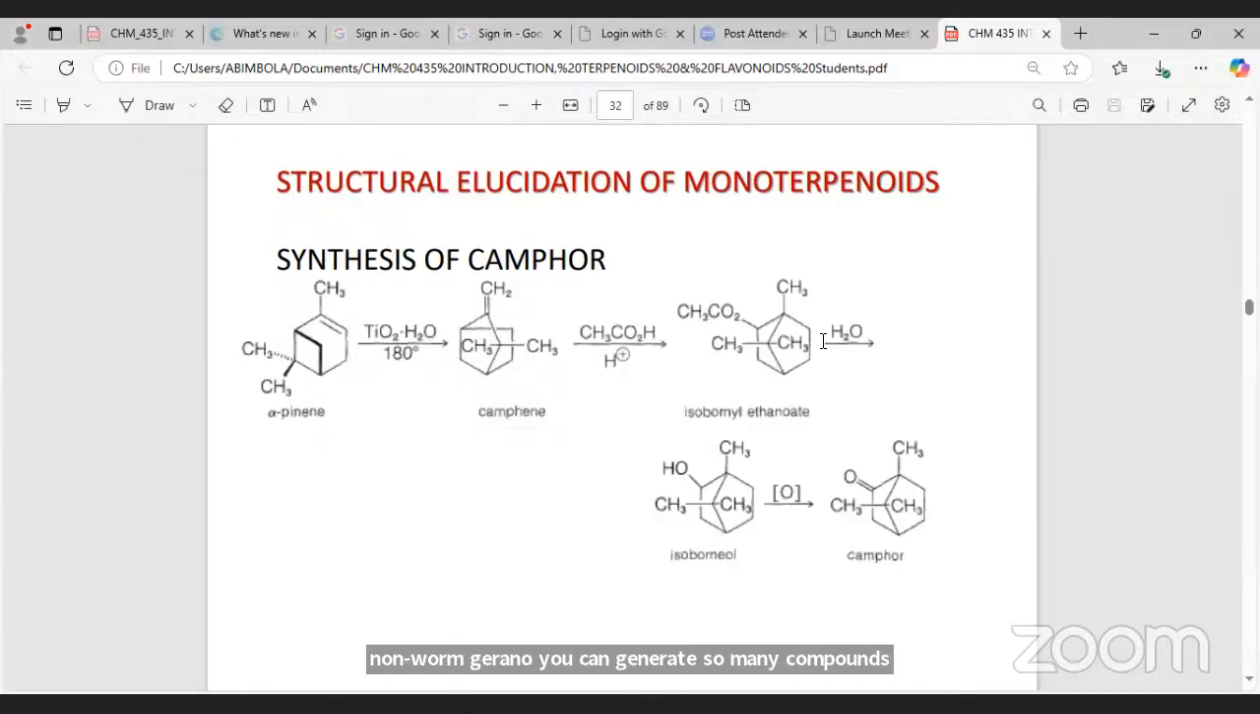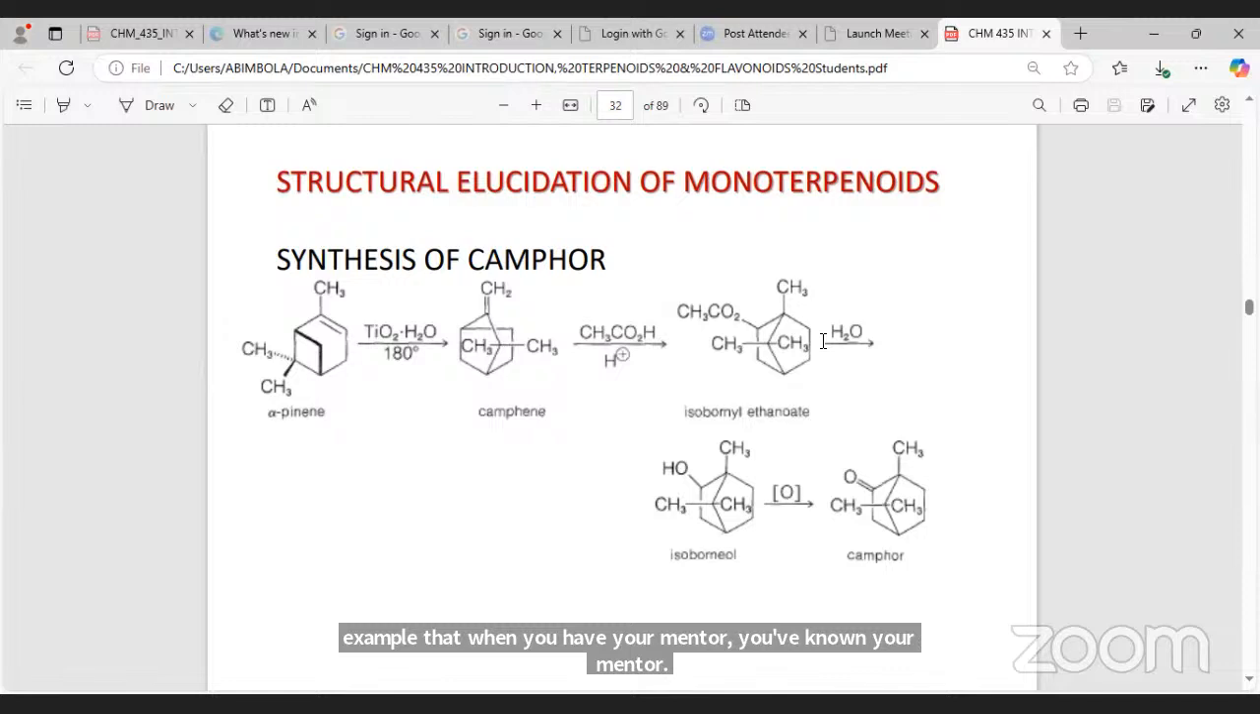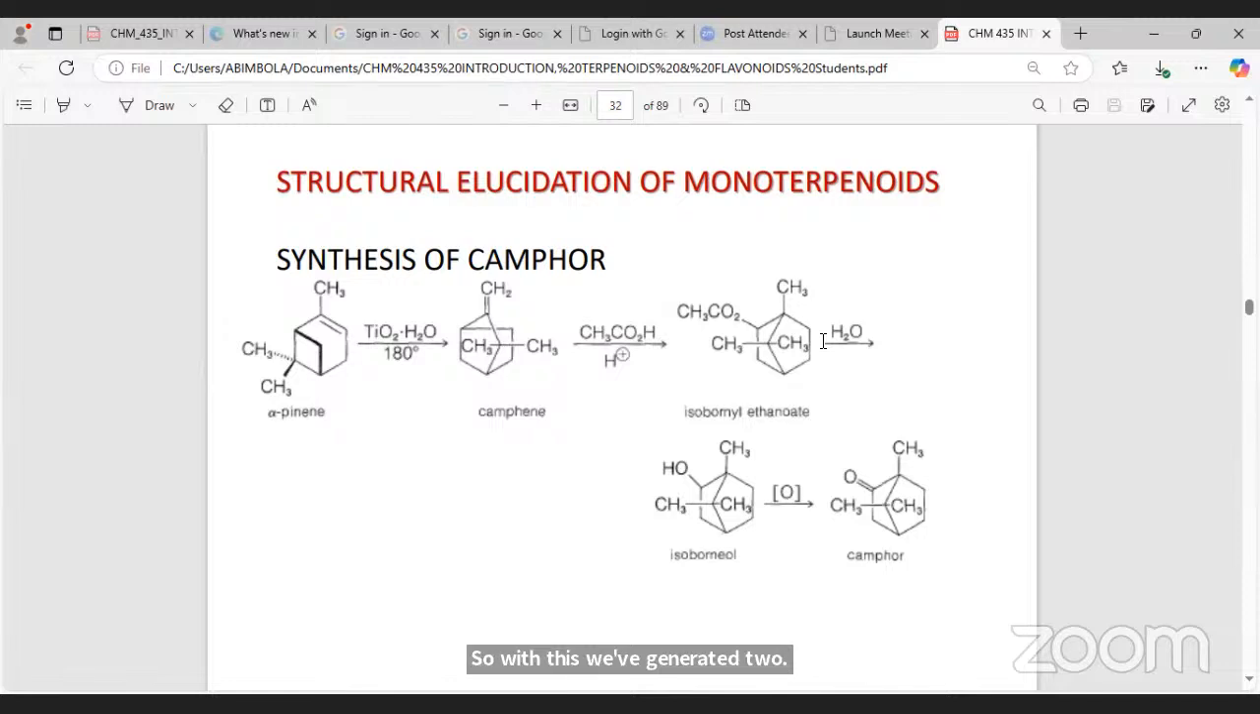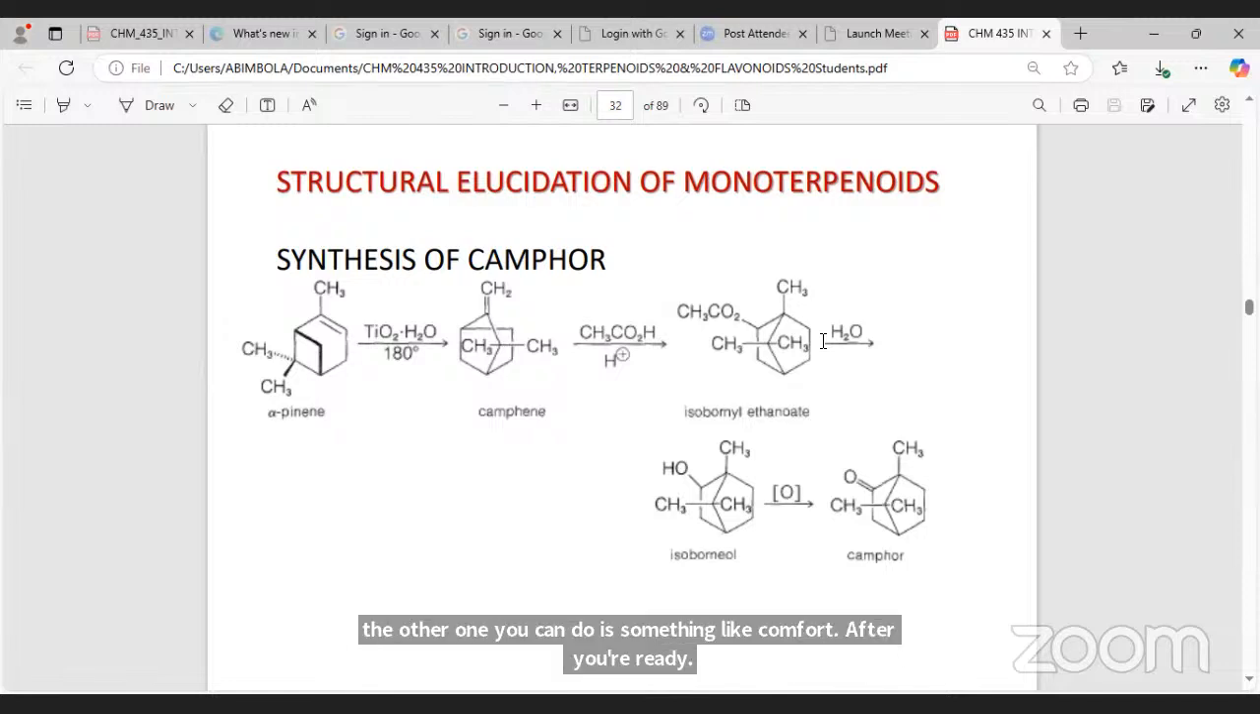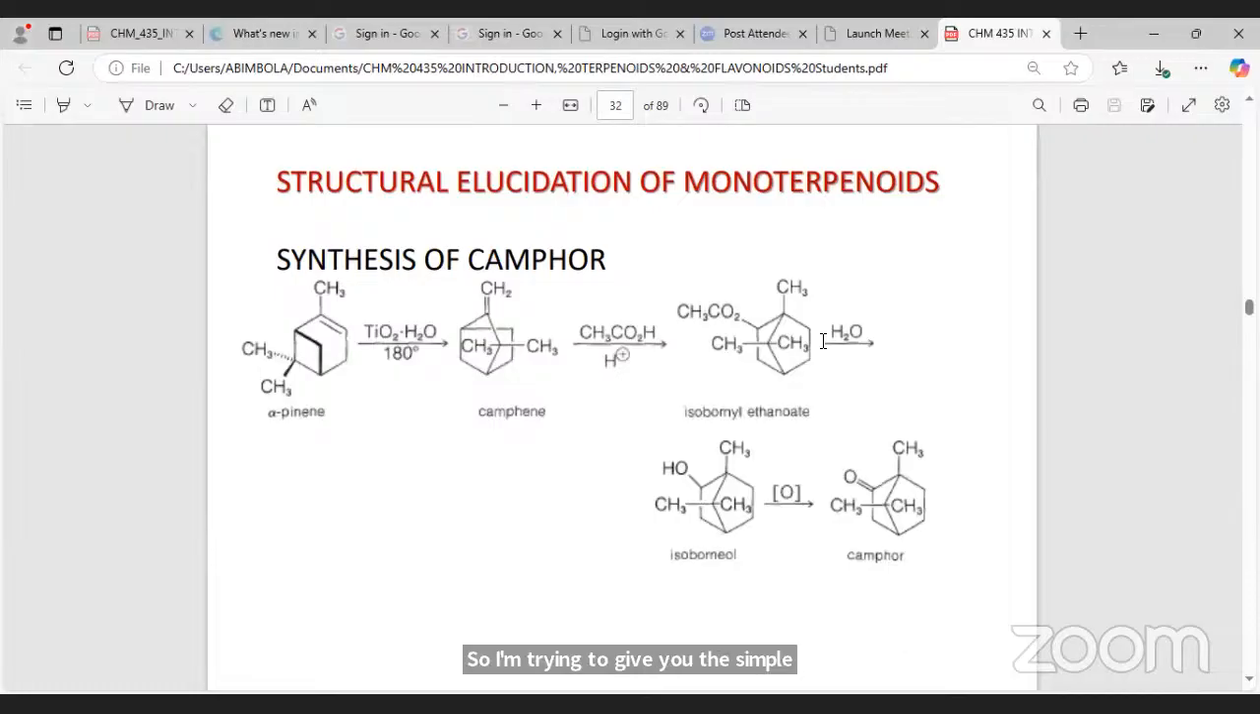Then when you come to cyclic monoterpenes, I gave you an example that when you know your menthol, you've known another one. So with this, you've generated 2. Then another one you can know is something like camphor. You have 3 already. So I'm trying to give you a simple method you can use to answer these questions when you talk about structures of common monoterpenes. Remember, you have to understand them.